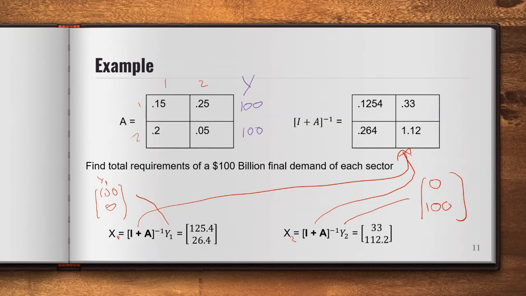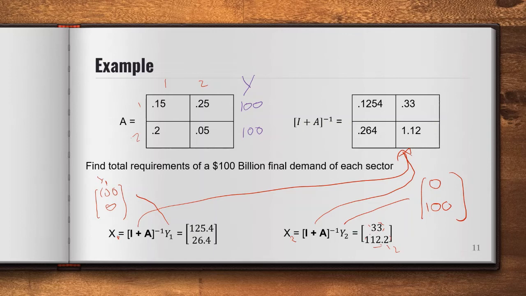X2 is saying that to satisfy a demand of $100 billion of sector 2, you need $33 billion of input from sector 1, which can be seen over here, and you need $112.2 billion of input from sector 2 to satisfy the demand of $100 billion of sector 2. So I think this is a very cool and awesome formula.